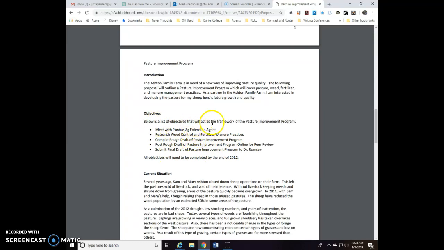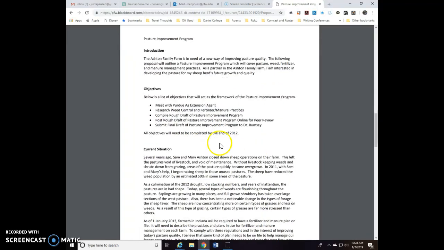We've got some bullet lists. He's got an introduction to the bullet lists. It's thorough. He uses headings. He uses verbs: meet, research, compile, post, submit. So it's verbs that meet his objectives. It helps us to see that quickly. It's got all the earmarks of a really solid proposal, even though it's short.